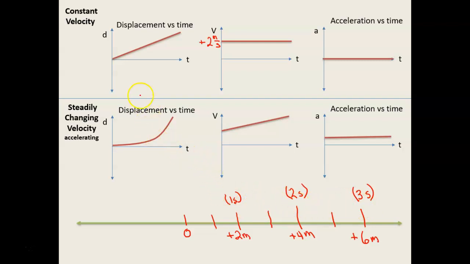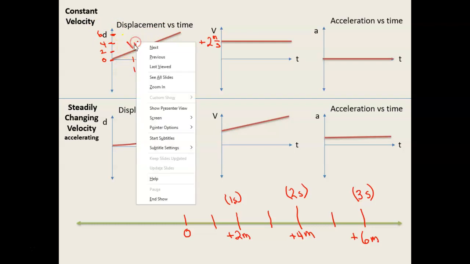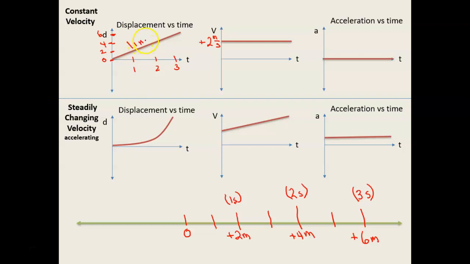Okay, that makes sense. So we would say in this particular example, our displacement started out at 0, and then 1 second, 2 seconds, 3 seconds, and we're going to be at 2 meters, 4 meters, 6 meters. Okay, so it's going to be linear. Okay, so if we're moving at a constant speed, our displacement is going to be linear.